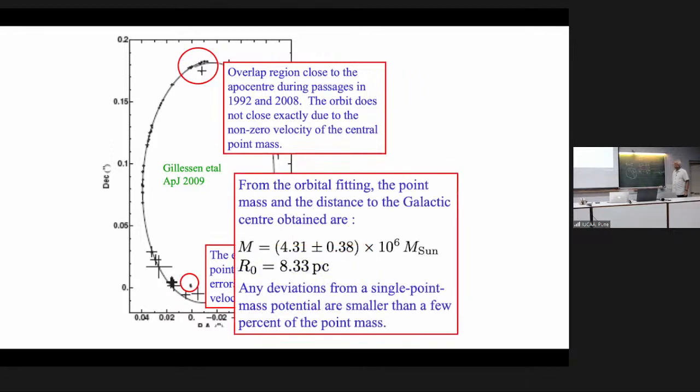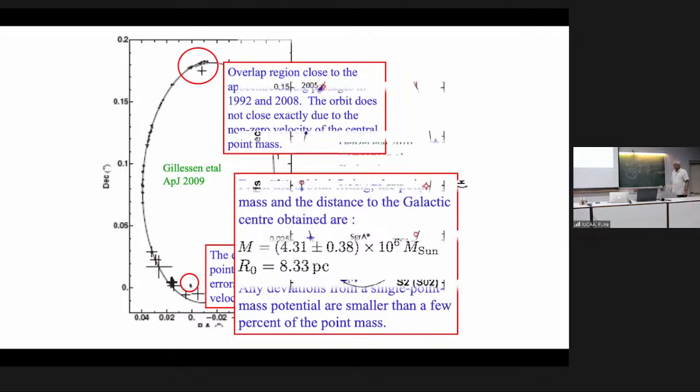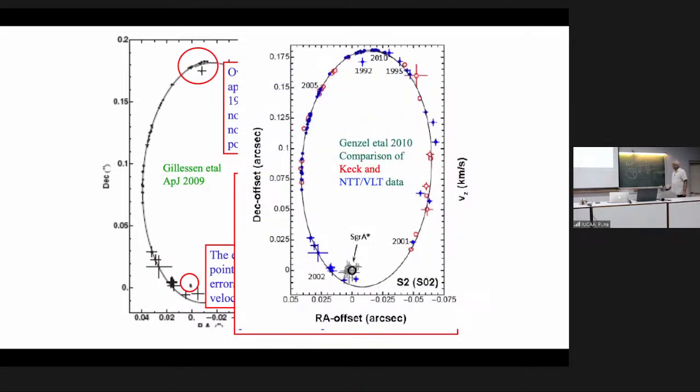Here at this level the mass is 4.31 million, and then we get this exact distance. Again, a beautiful thing, and it has been done by two different groups, red dots and blue. Both the leaders of the groups won the Nobel Prize. This is very reassuring because it's incredibly complex getting these positions over such a period of time.